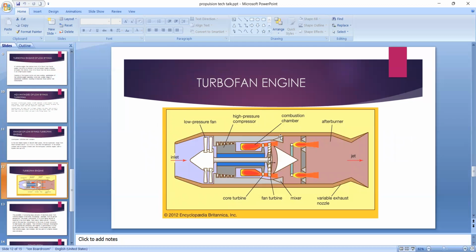The turbofan engine: low pressure fan, high pressure compressor, combustion chamber, afterburner, jet, variable exhaust nozzle, mixer, fan turbine, flow turbine.